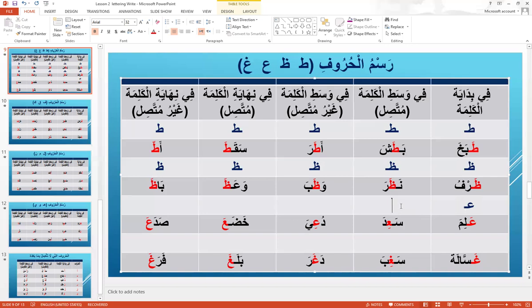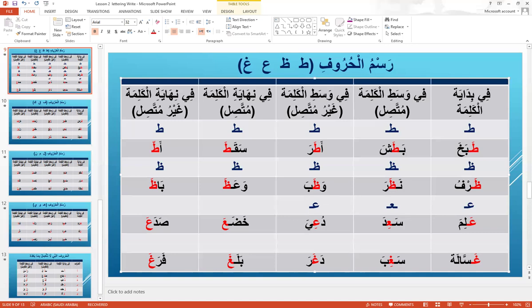Then Ain in the middle of the word, connected. So we have the connection on the right and also the connection by default on the left. So Ain in the middle of the word, not connected. Ain in the middle of the word, not connected. So you write Ain, then you have the connection on the left.